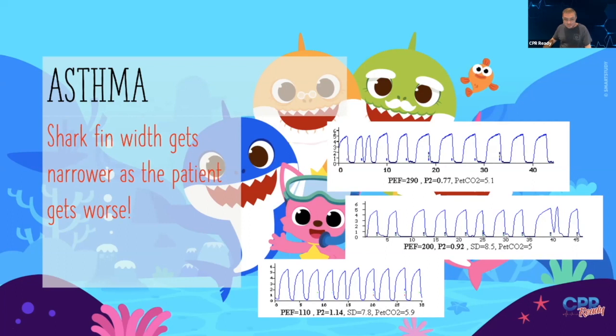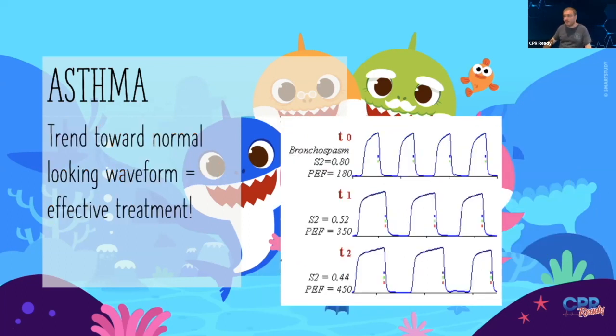So for instance, if you notice you've given, say, some albuterol or you've given some IM epinephrine, and the shark fin starts to widen out and get closer to that more normal looking appearance, then you've got objective data that shows you that this patient's airway obstruction is improving. This is a lot more specific and a lot more sensitive than just listening to lung sounds. Because I'm sure many of you know, some of the worst asthma patients have very little in terms of wheezing because they're moving so little air.